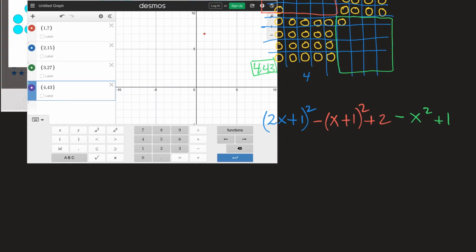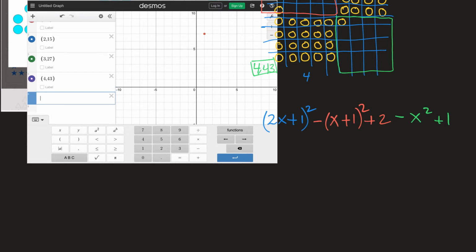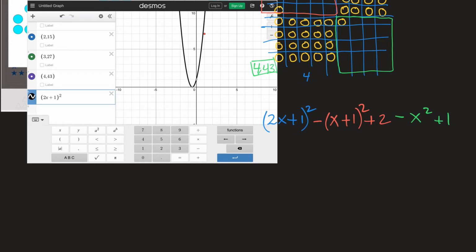So I'm going to start typing it in. Open parentheses, 2x plus 1. I'm hoping that my line will go through all the dots, the ordered pairs that I graphed. 2x plus 1, close parentheses, square it. But I have to subtract x plus 1 squared. So x plus 1 squared. Oops, that did not work out. Okay, x plus 1 squared. But now I have to add 2 to that.